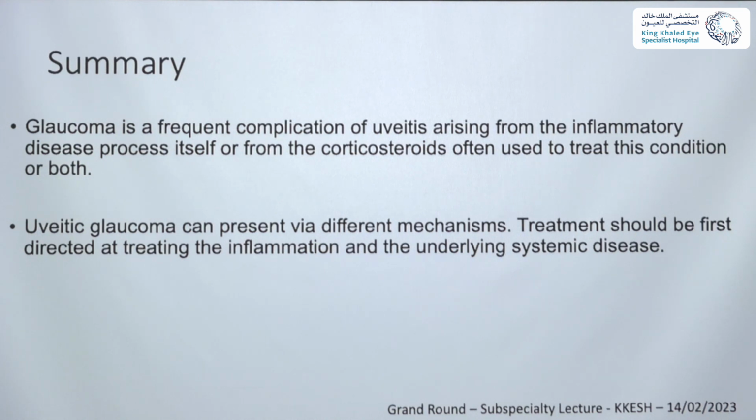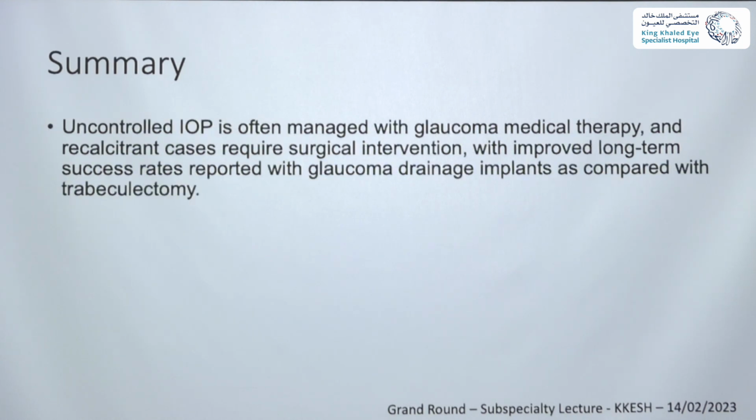So in summary, glaucoma is a frequent complication of uveitis arising from the inflammatory disease process itself or from steroid administration. So this is the take-home message. Uveitic glaucoma can present via different mechanisms, and the treatment should be first directed at the treatment of inflammation and the underlying systemic disease. Uncontrolled intraocular pressure is often managed medically, and refractory cases sometimes require surgical intervention, with improved long-term success rates reported with glaucoma drainage devices over other modalities. And that's it.